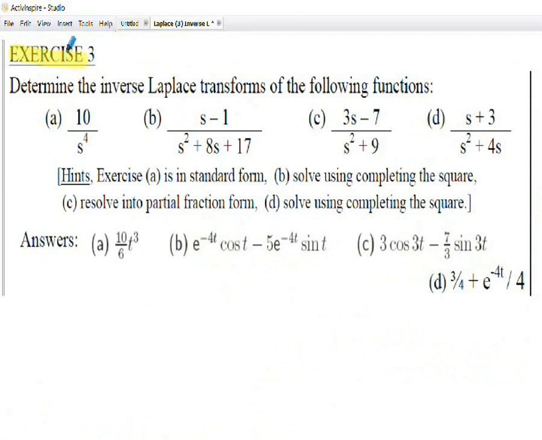Exercise 3 is split into 4 parts for us. And there's some hints for each of the parts. Part A is actually in standard form, so look that up directly in your tables. Part B, I suggest you use completing the square on the denominator, and then look up in standard tables. Part C, resolve into partial fractions, and Part D, again, back to completing the square on the denominator. Answers are shown in the brackets.